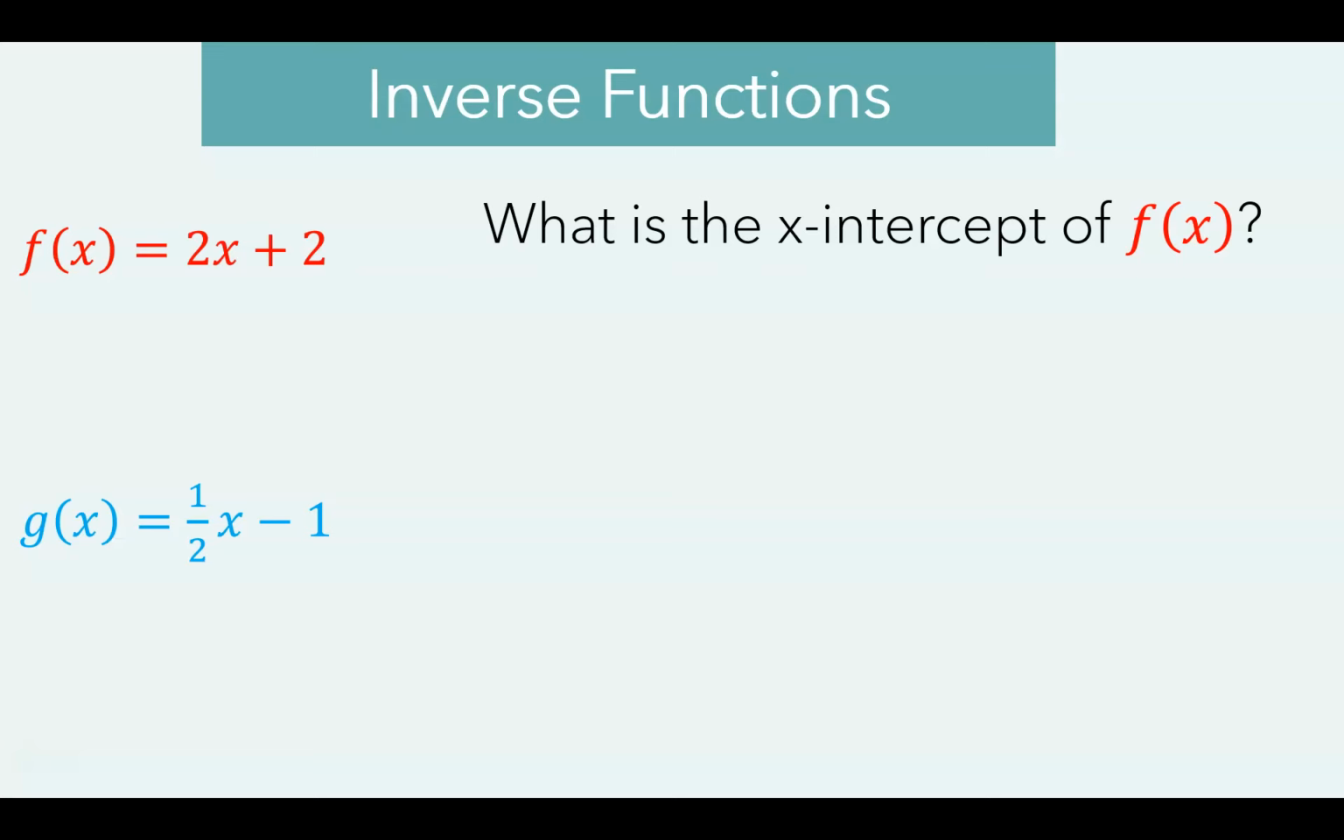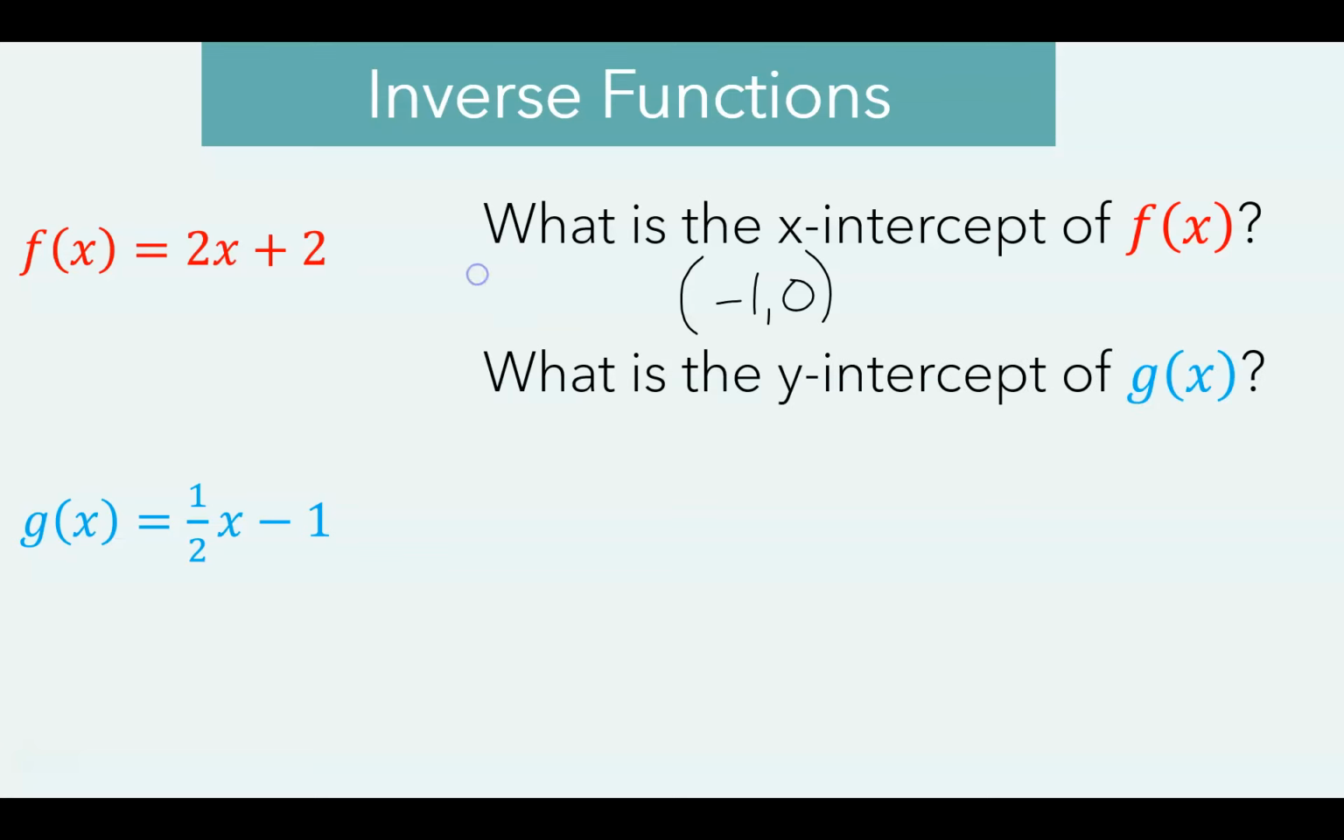So I'm just going to try to hammer home this point about swapping x's and y's allows us to figure out a relationship. The x-intercept of f is where the y value is 0. So that's -1. 2 times -1 is -2, plus 2 is 0. And then instead of asking about f, I'm going to ask about the y-intercept of g, because these two functions are inverses. So if we swap x and y, we're kind of talking about the same point. We're talking about a corresponding point.